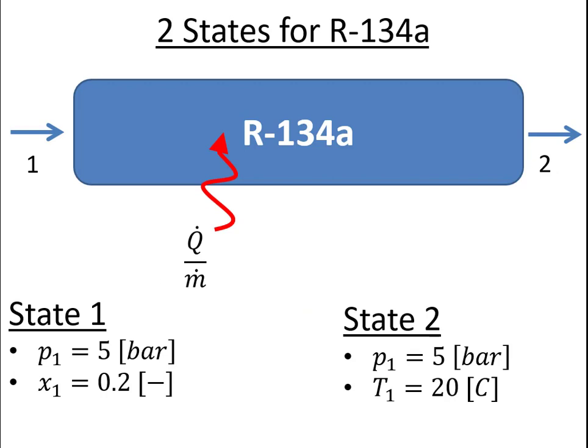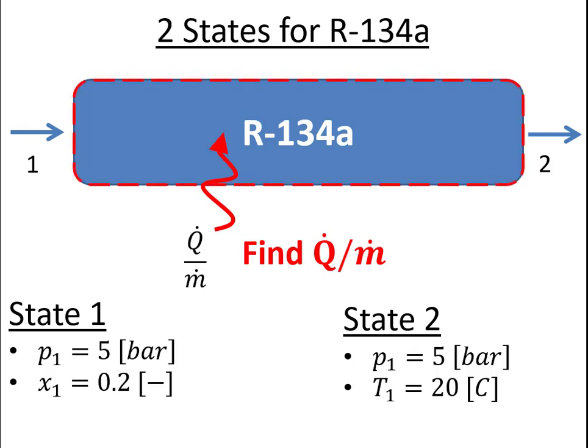So here we have our 134A as our working fluid. It's moving between state 1 and state 2, and we're adding heat per mass flowing through our component. And we're asked to find little q dot, or q dot divided by m dot. We're told that state 1 has a pressure of 5 bar and a quality of 0.2, and state 2 has a pressure of 5 bar and a temperature of 20 degrees Celsius.